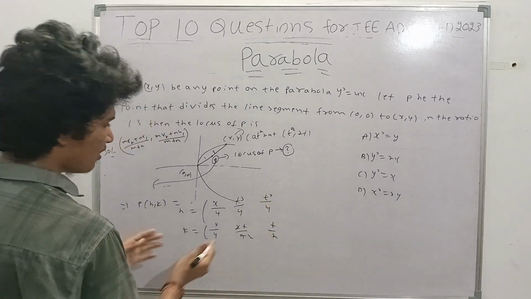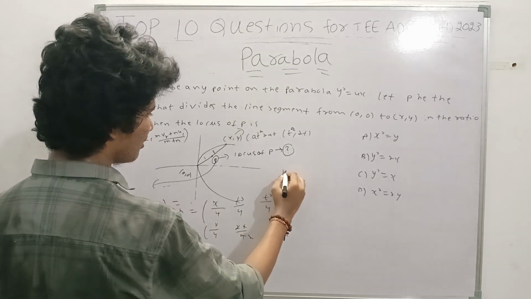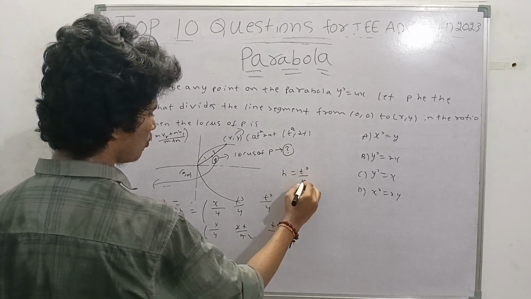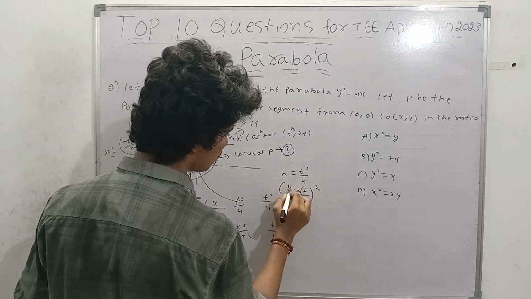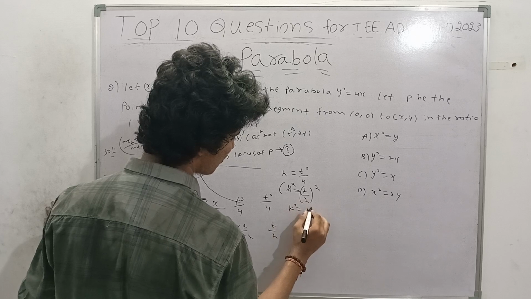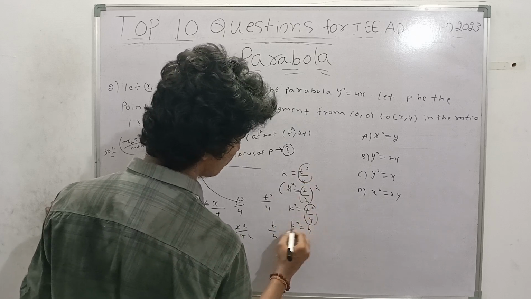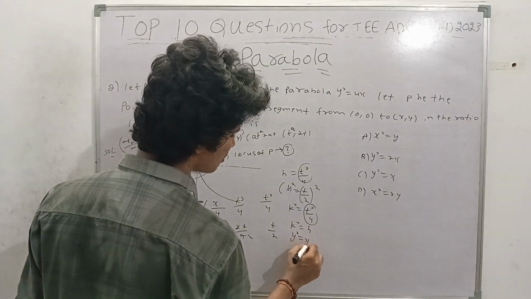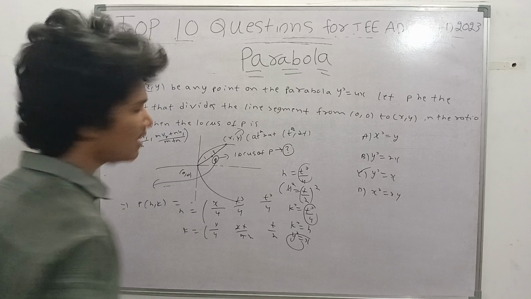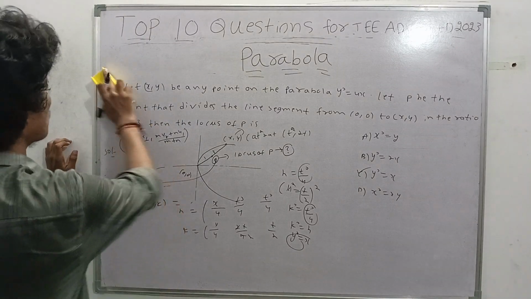If you observe carefully, what is the relation between h and k here? h is t² by 4 and k is t by 2. If I square both sides, it will be k² equal to t² by 4. What is t² by 4? It is h. So k² equal to h. If I replace h, k by x, y, it will be y² equal to x. So option C is correct. Like this you have to do. This is the second question completed.